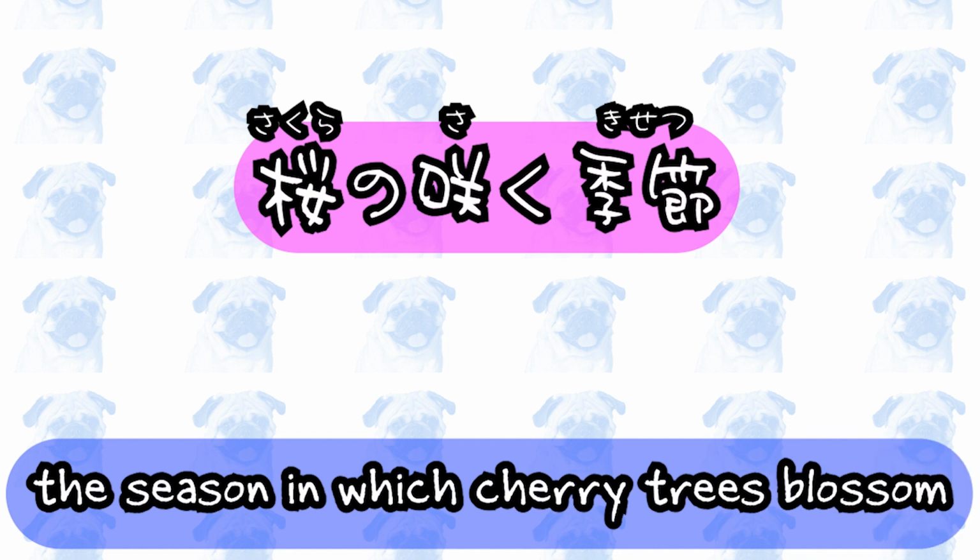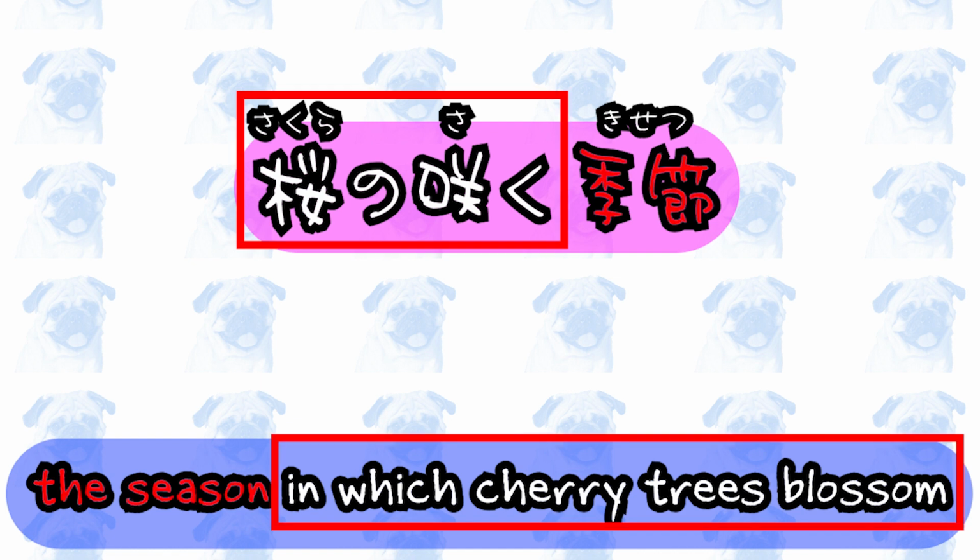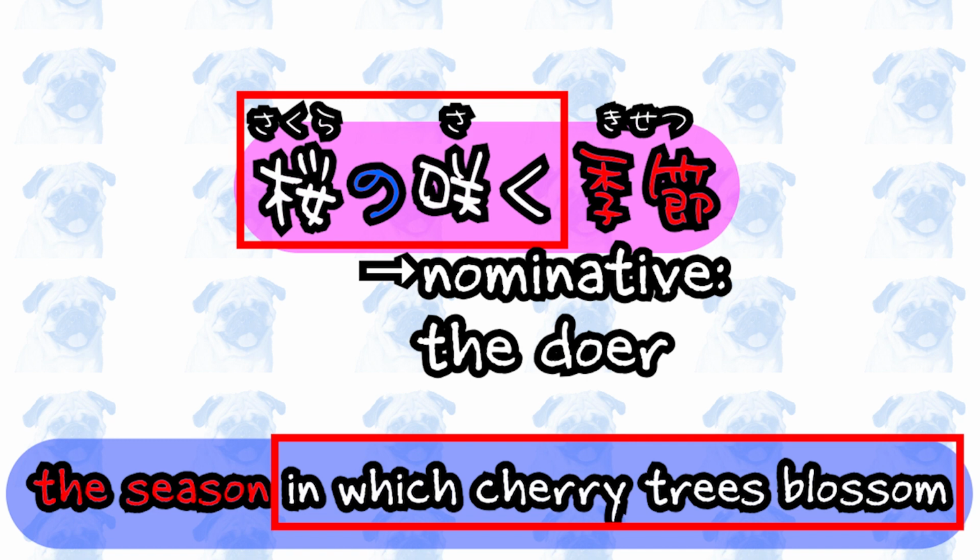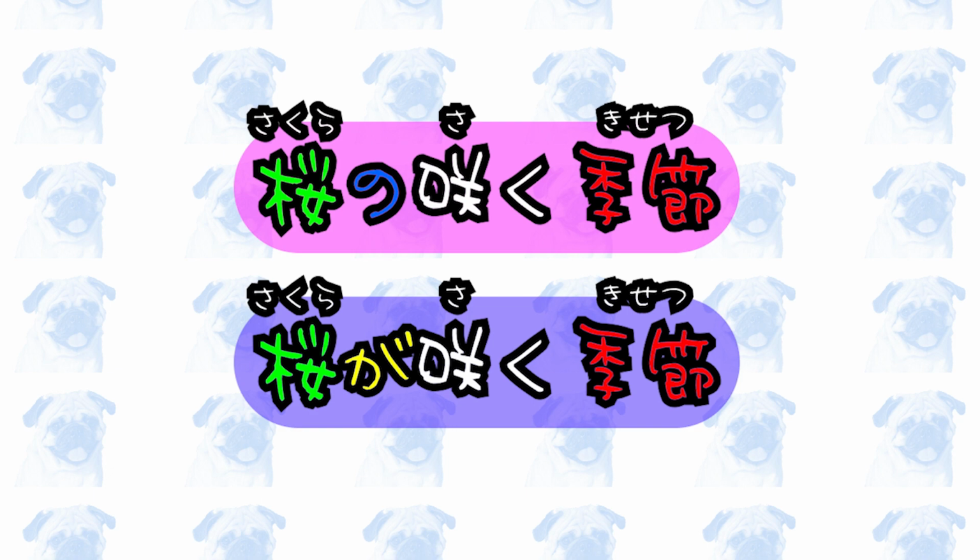In this noun phrase, the head noun kisetsu, season, is modified by the relative clause sakura no saku. In this relative clause, the particle no indicates the nominative case. That is, the noun sakura, cherry trees, is the doer of the blossoming action. This no is interchangeable with ga, as in sakura ga saku kisetsu.